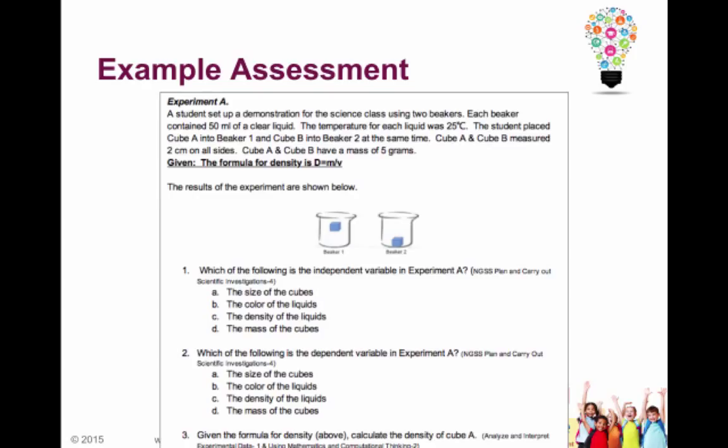compare student learning and their ability to implement those skills. So we're asking them to analyze this particular experiment. Again, they do need to know some content background on what density is in order to be able to determine which of these is the dependent and independent variable. They're also given the formula, so they have to do some calculations, and despite the fact that they don't have to memorize the formula, they still have to have some understanding of how to go about using that and applying it to be able to answer the questions that are on the assessment.